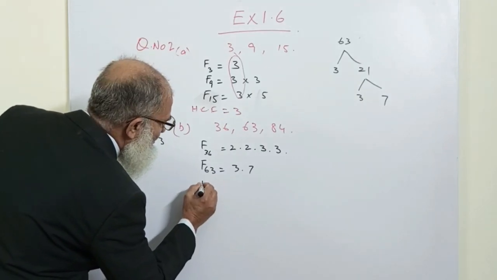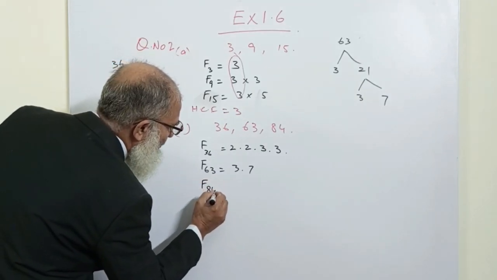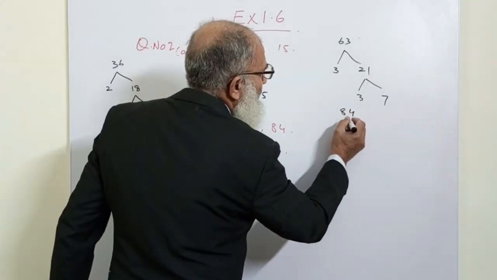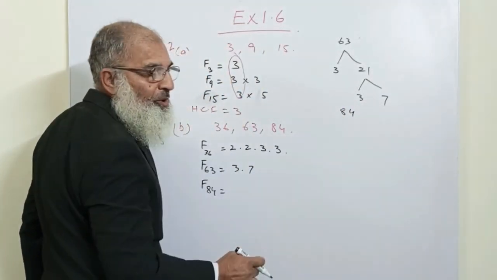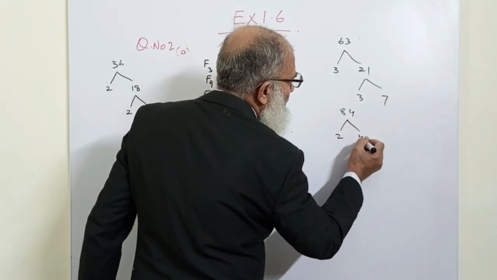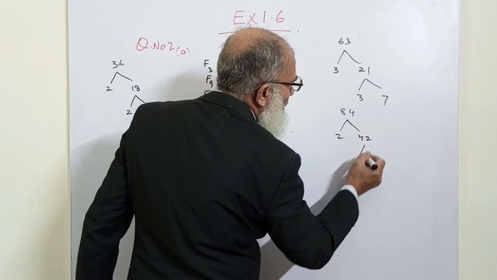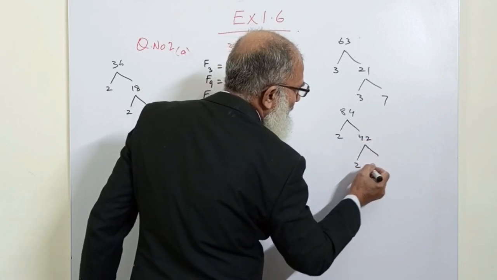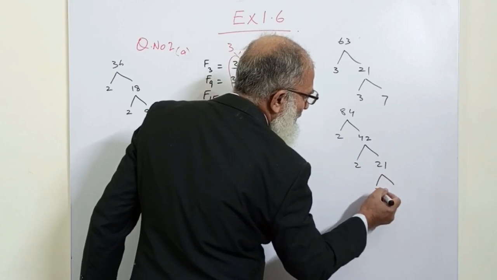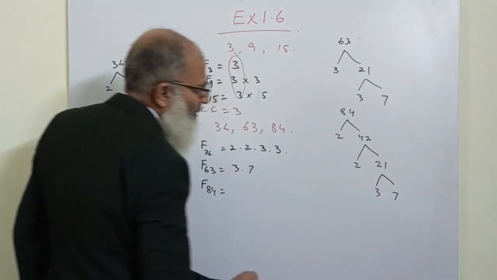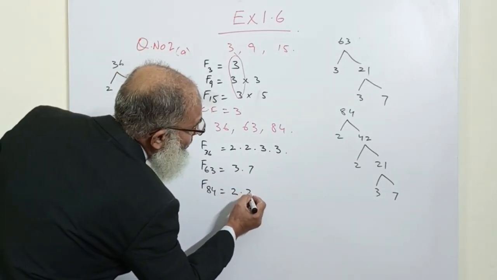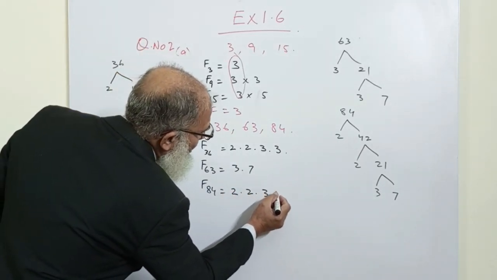And what is the last number? It is 84. Again it is divisible by 2 and 3, but we start from 2. So what we get here is 2, 2, 3 and 7.